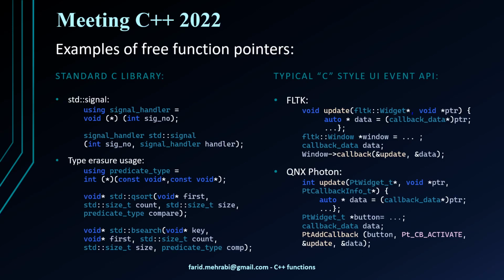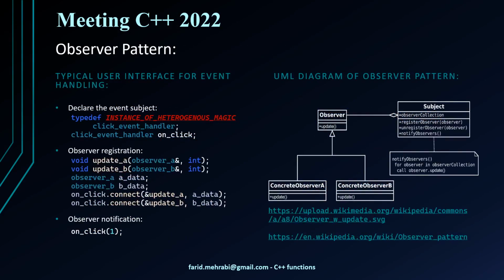Similarly, in Photon UI from the QNX RTOS, we have the PtAddCallback function. This function adds a specific function along with its data to the event queue of a specific event for a widget. The callback system of QNX Photon is a good structured implementation of the observer pattern. This is the pattern of choice in designing many event-driven libraries for UI applications.